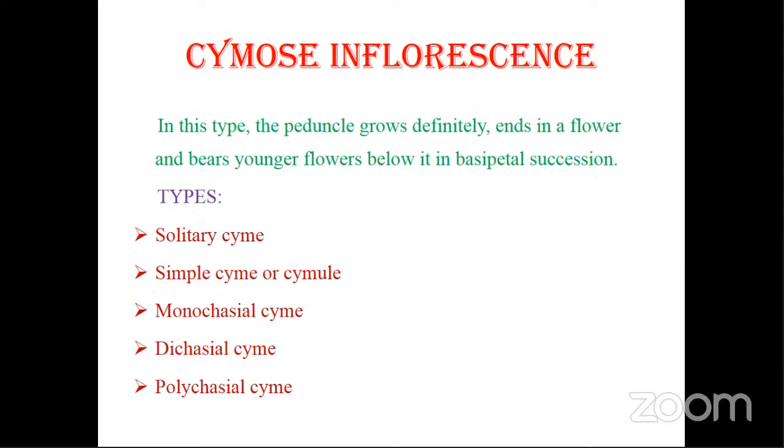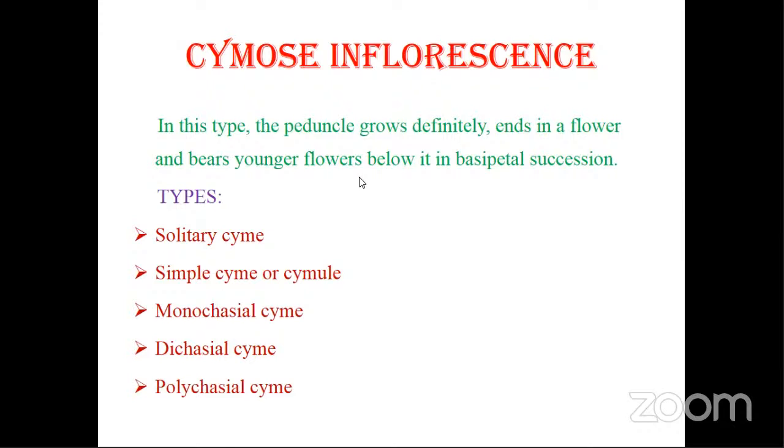So the inflorescence will have older flowers towards the tip, and younger flowers towards the base. That is descending order, which is called basipetal arrangement. Ascending order is seen in racemose inflorescence. Descending, that is basipetal arrangement, will be seen in cymose inflorescence.